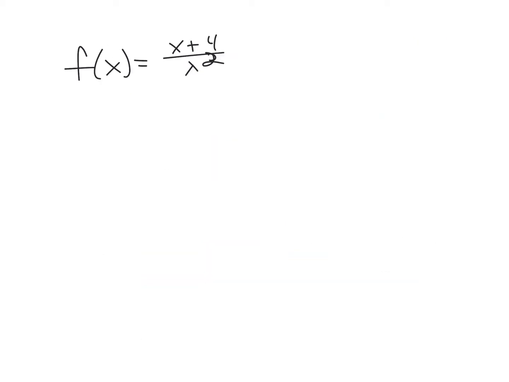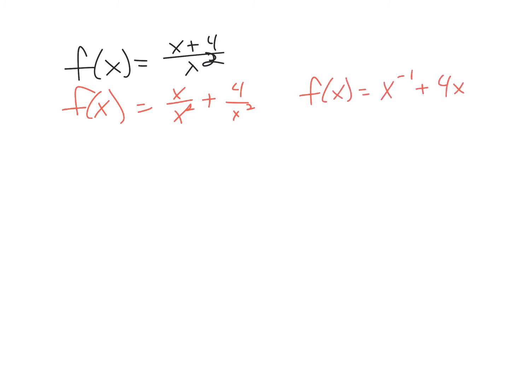Alright, let's make our lives a little easier with this last one we're going to do together. I'm going to divide each term individually by x squared. So it's going to be x over x squared plus 4 over x squared. I'm not finding the derivative yet. We've got x to the negative first plus 4x to the negative second.